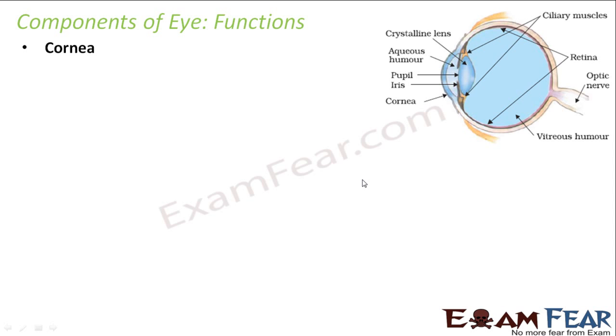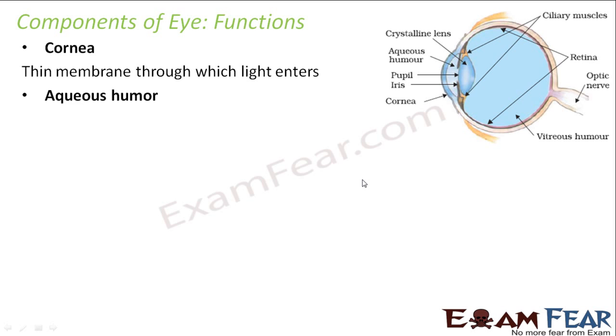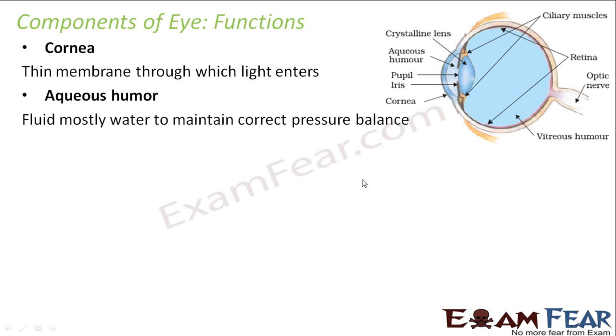Let us again start with the cornea. What is the purpose of the cornea? It is a thin membrane through which light enters the eye. Because it is the outermost membrane, in a way it protects the eye, right? Next comes the aqueous humor. Aqueous humor is a fluid, mostly water, that maintains the correct pressure balance inside the eye.